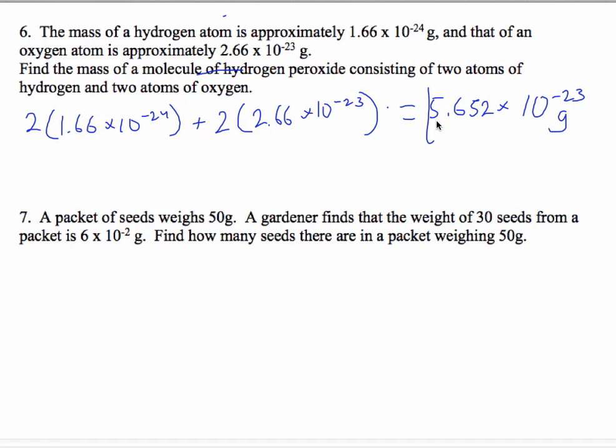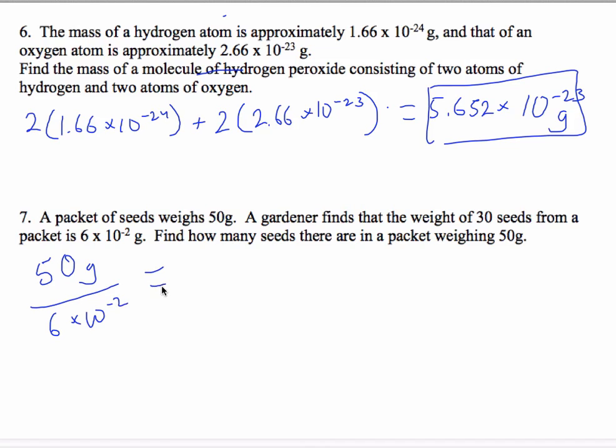That's good, it's grams. Okay, a packet of seeds weighs 50 grams. A gardener finds that the weight of 30 seeds from a packet is 6 times 10 to the power -2. How many seeds are there in a packet weighing 50 grams? Alright, so the gardener finds that the weight of 30 seeds is this. So we need to basically take 50 grams and divide it by 6 times 10 to the power negative 2 to get how many seeds there are.